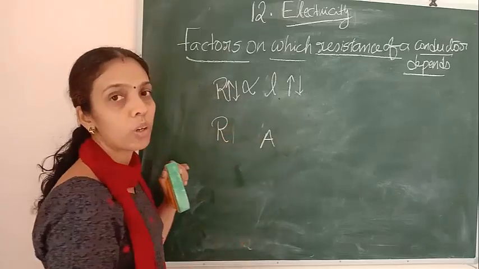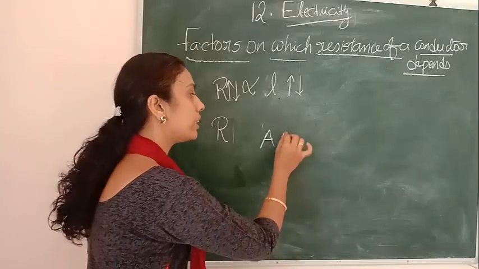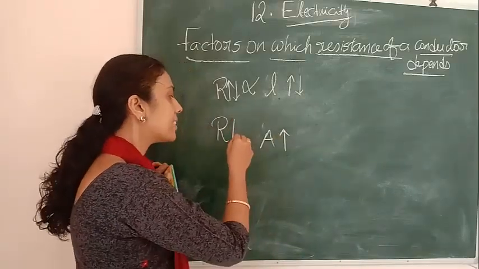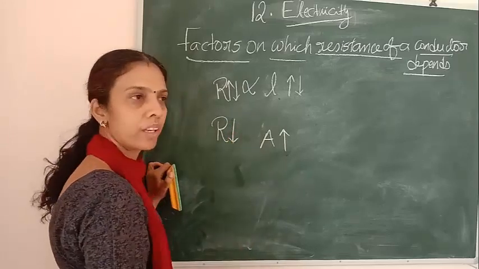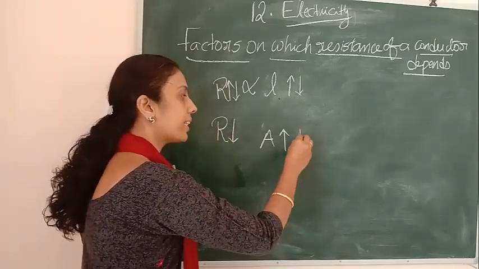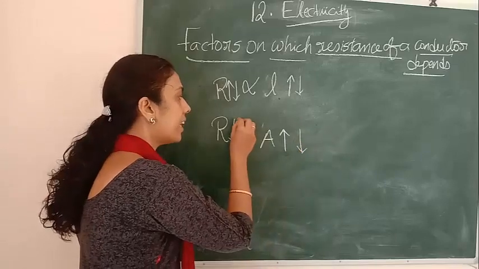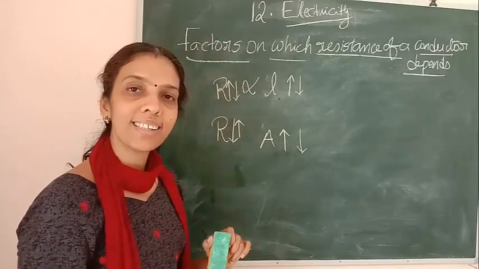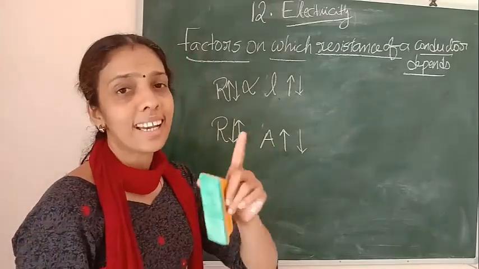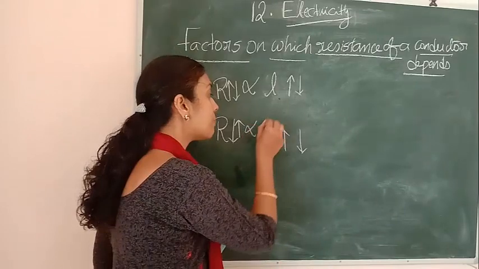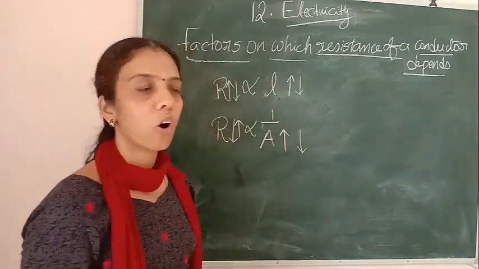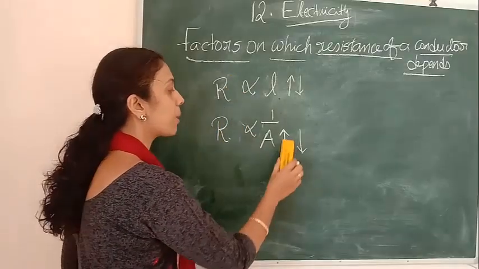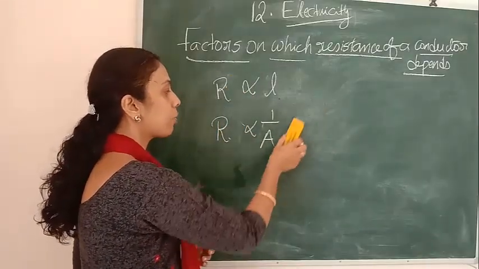How does it depend on the area of the conductor? If the area of the conductor is increasing, then resistance will decrease. If the area of the conductor is decreasing, then resistance will increase. So, how is the dependence, can you tell me? Yes, resistance is inversely proportional to the area of the conductor.